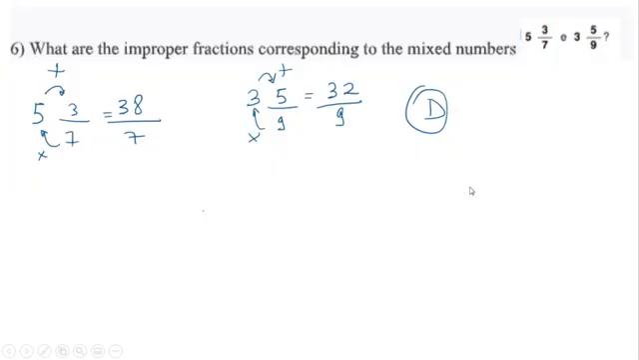Then question 6. It says to change these mixed numbers into improper fractions. So 7 times 5 plus 3, you have 38 over 7. Then 9 times 3 plus 5, you have 32 over 9. Option D.